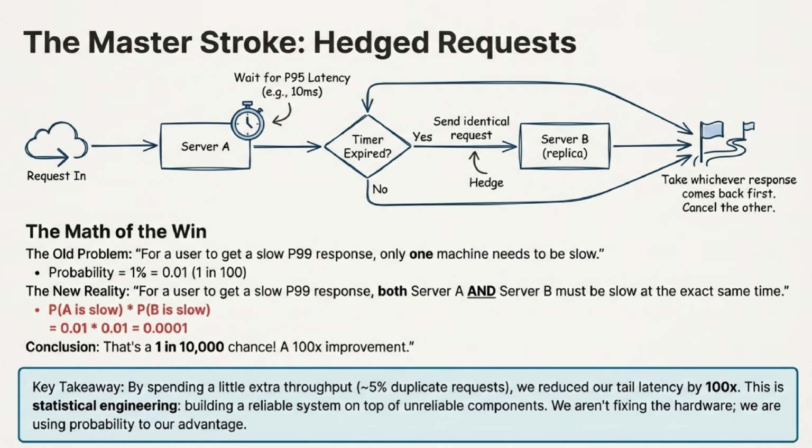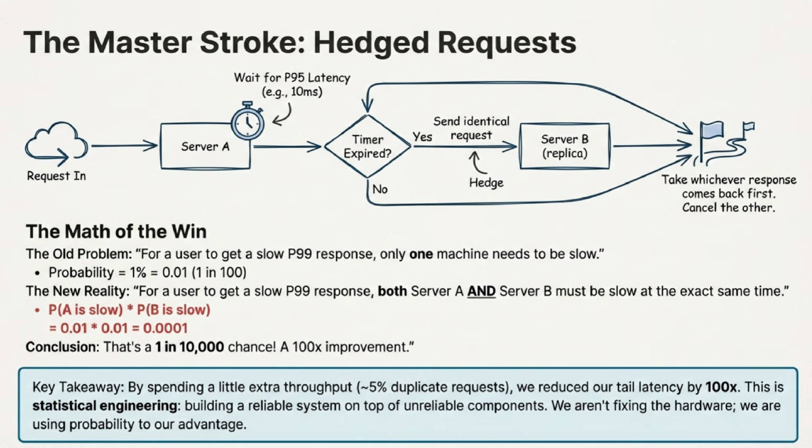You aren't fixing the hardware. You aren't even fixing the code. You are using the laws of probability to build a reliable system on top of unreliable components. When people ask, how does FAANGL handle millions of users, it's not because our engineers are 100x faster at writing code. It's because we understand these patterns. We know how to trade a little bit of bandwidth to buy a massive amount of latency. We know how to use the tail to our advantage.